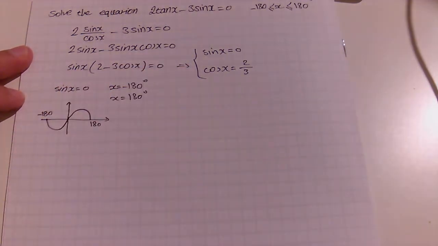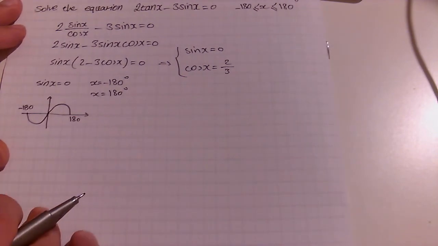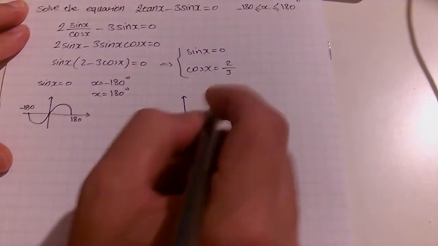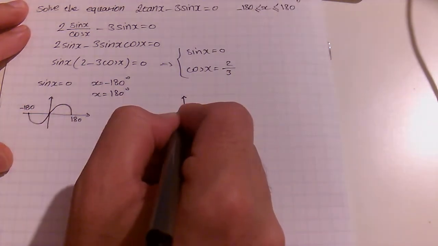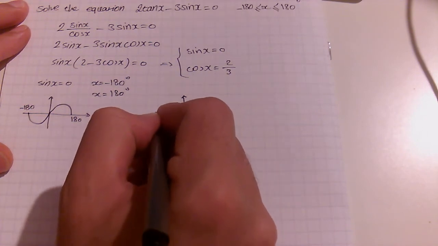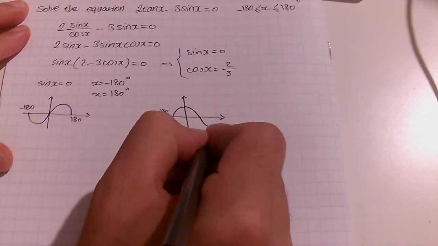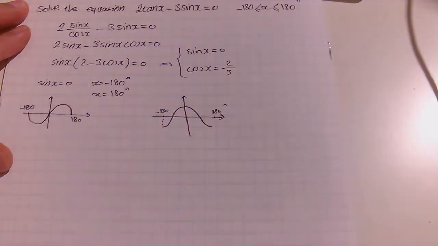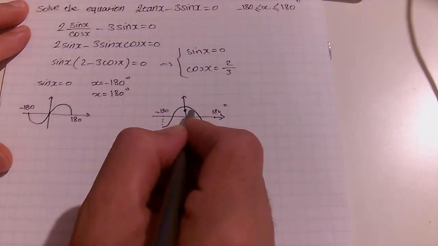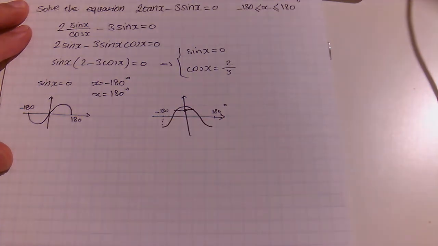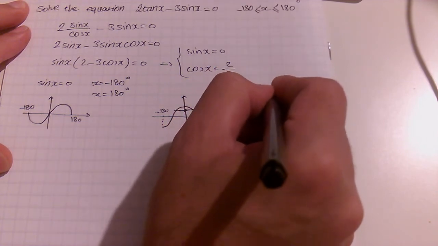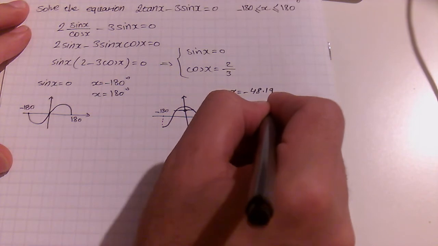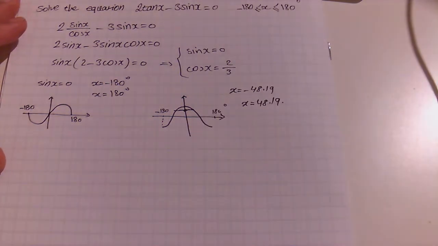So when sin x is equal to 0, for x between minus 180 and 180, both inclusive, we know that the graph of sin x looks like this: the positive side up to 180, and the negative side up to negative 180. We can see there are two solutions, either x equals minus 180 or x equals 180 degrees.